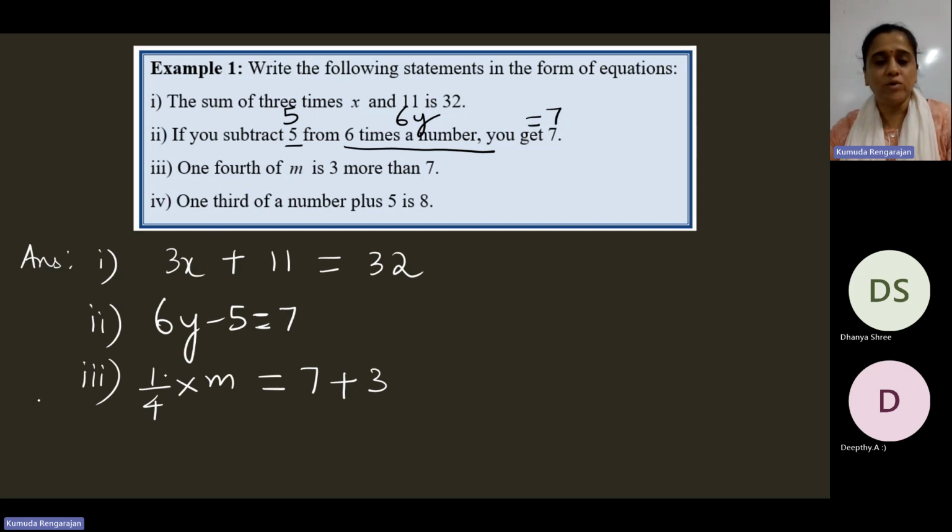Okay. Now read from this equation. 1/4 of m is 3 more than 7. After more than, you must say 7, because whatever comes after more than, less than, we write it first, no? So 3 more than, why 3 more than? Because plus 3. If it was minus 3, 3 less than 7.